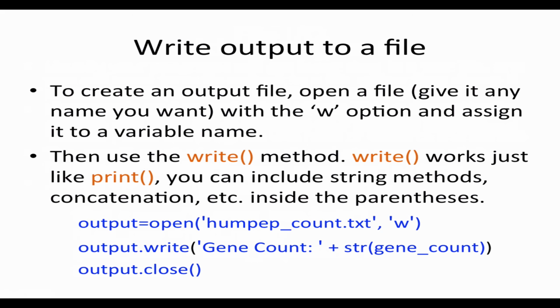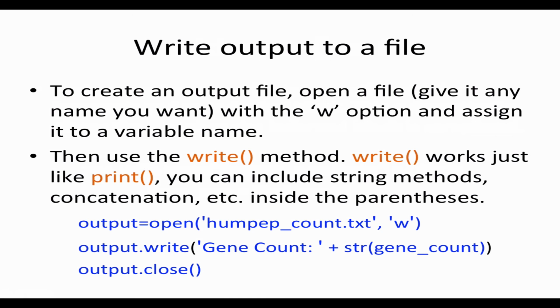OK, if I taught you how to read a file, I have to also teach you how to write a file. Now you're going to be creating a new file on your hard drive that has contents that you specify. To create an output file, again, you use the open command. But now we have to give the open command an extra parameter. We have to give it the "w" parameter, which means open that file for writing.